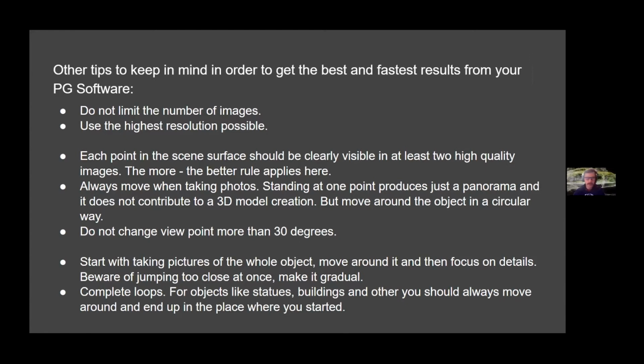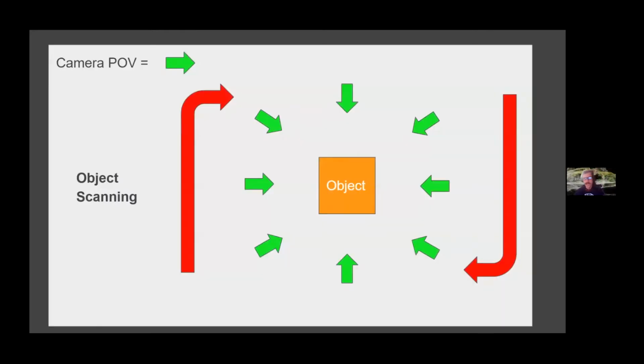And then for complete loops, for objects like statues, buildings, and others, you should always move around and end up in the place where you started. So try to make a nice circular motion, right? Trinio is pretty cool because it actually will show you a little blue dot at times showing what images you've taken. So yeah, of course, this is just my crude drawing.